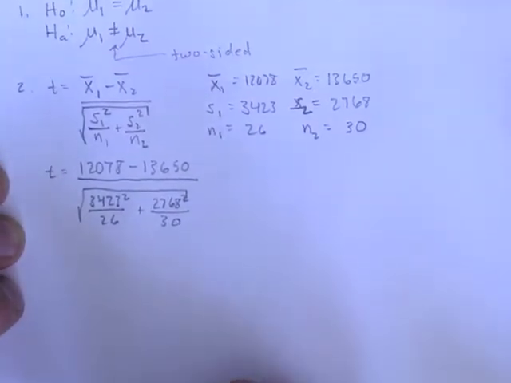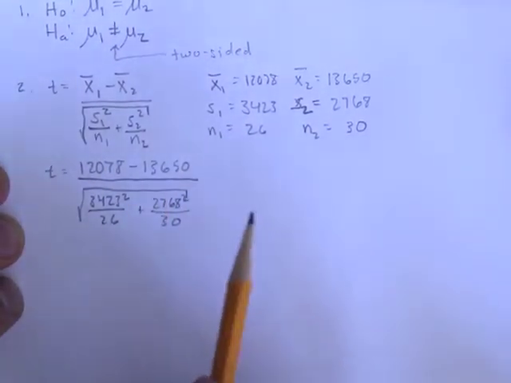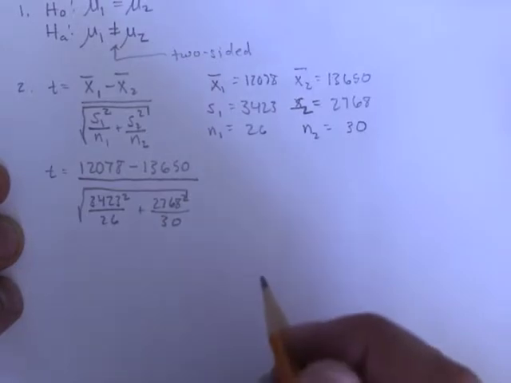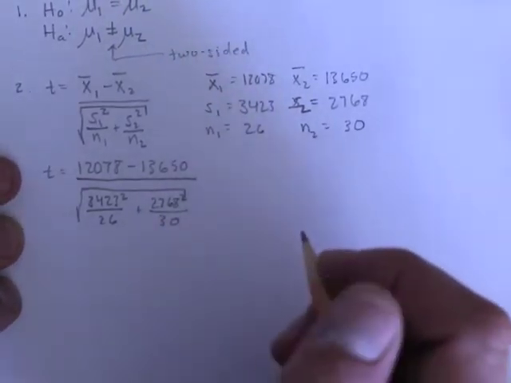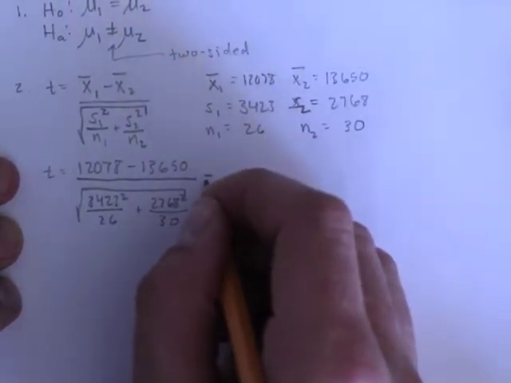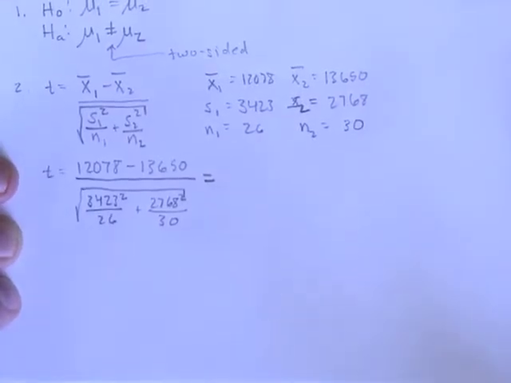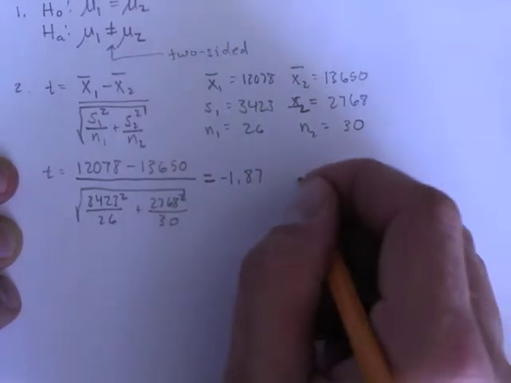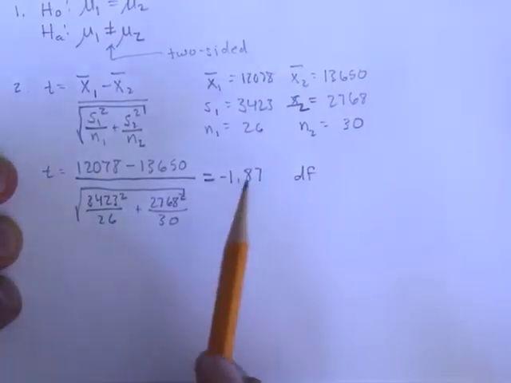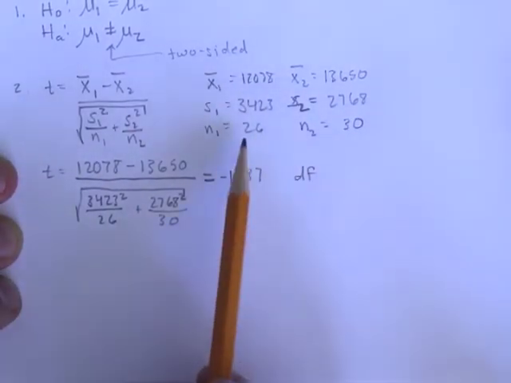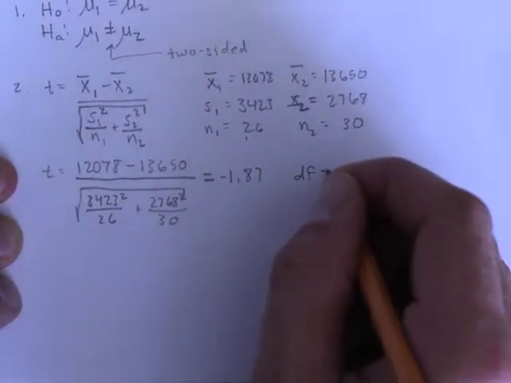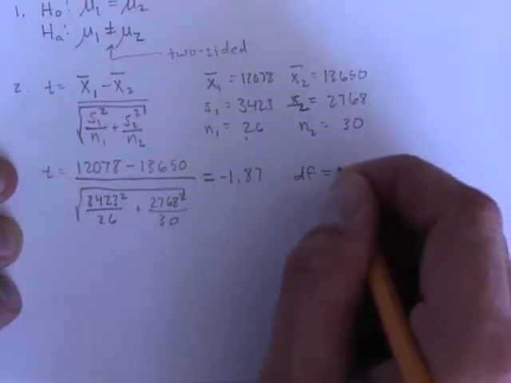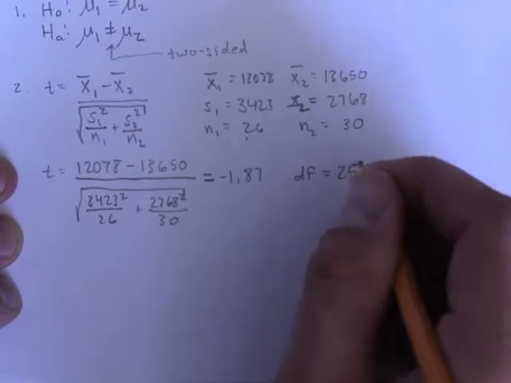And you should go ahead and pause this video and perform that calculation. When you come back, here is my value. And the value I got was negative 1.87. And then the degrees of freedom, which I need for later on, if I look at the 2 samples, I just take the smaller of the 2. The smaller is 26. So the degrees of freedom would be 26 minus 1, or 25.